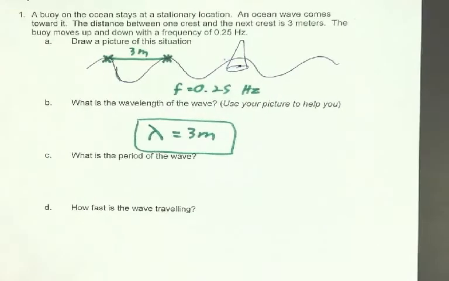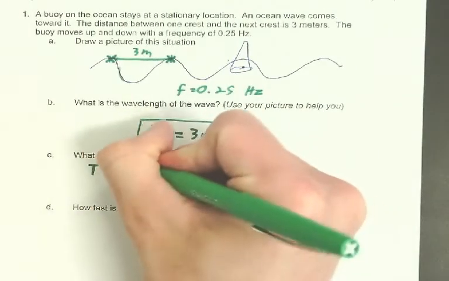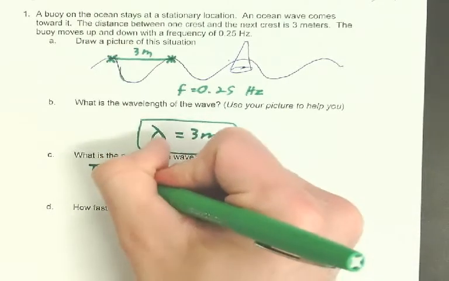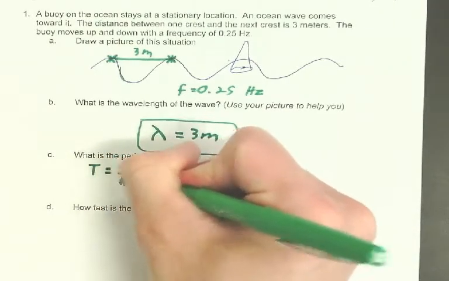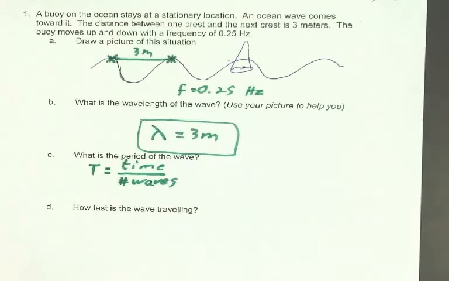So C, what's the period? There are several different ways that you can find period. The way you're used to doing is period is equal to the total time divided by the number of waves or the number of oscillations or whatever the case is. The problem is I don't know the time and I don't know the number of waves. It doesn't say anything about that here. It just tells me the wavelength and the frequency.